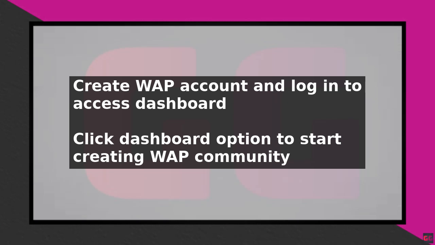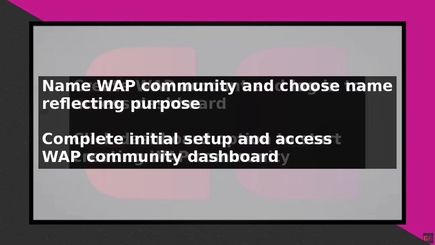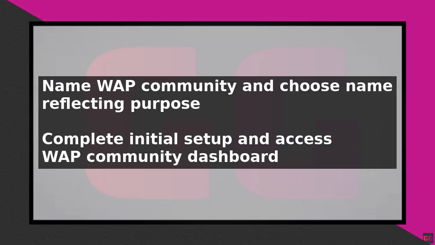a rocket icon. Clicking on this will take you to a page with various promotions. But to create your community, you'll want to click on Create Your Whop. You'll then be asked to name your whop, which is essentially your community, and you can choose a name that reflects your community's purpose. After naming your whop, you may be presented with promotional offers, but you can choose to skip these if you're not interested.